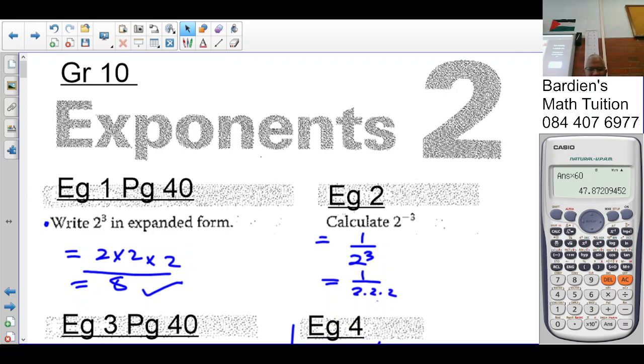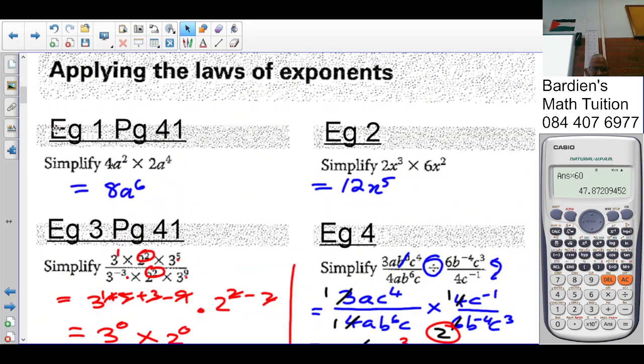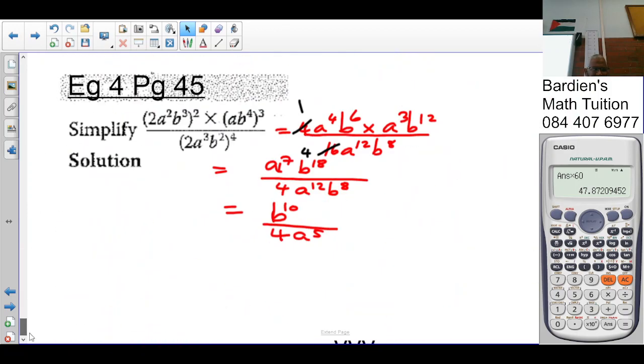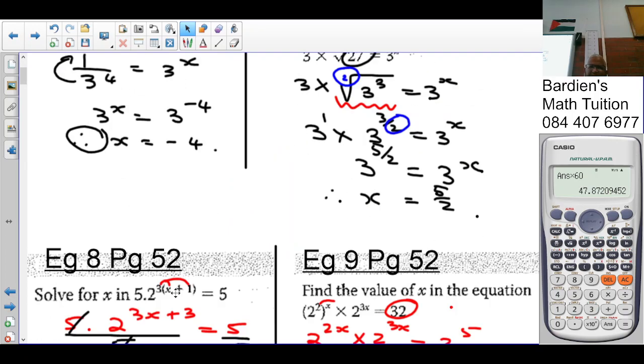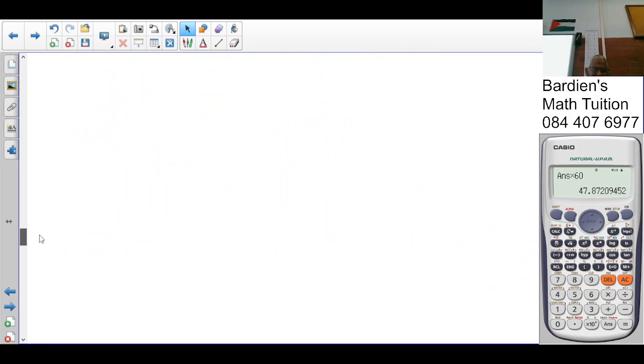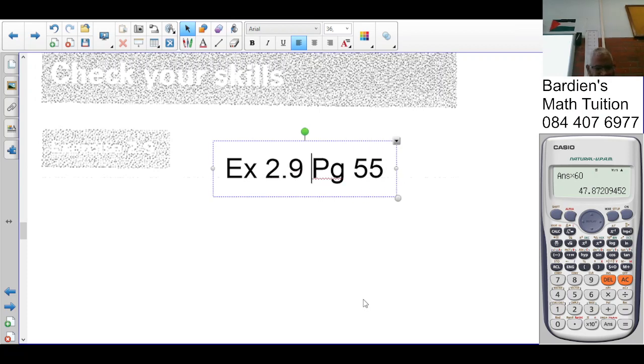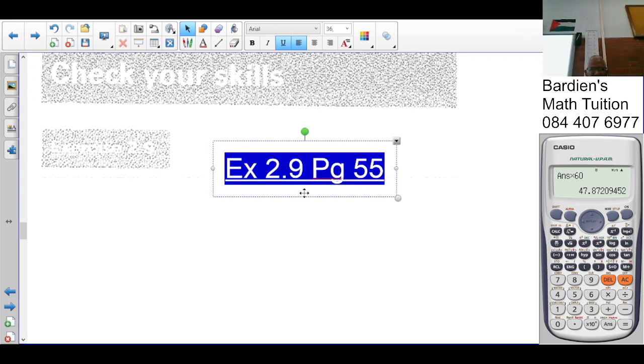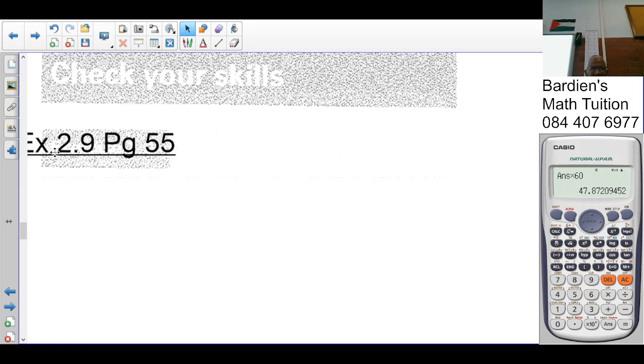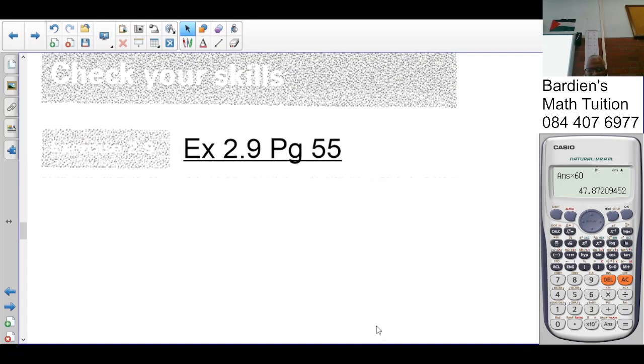Your homework was Check Your Skills on page 55, dealing with exponents. Okay. This is page 55. This is exercise 2.9. So exercise 2.9, page 55, Check Your Skills, which is the cumulative exercise of this chapter.